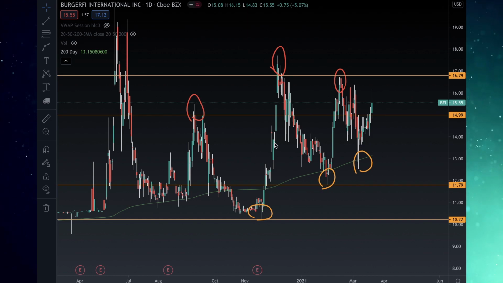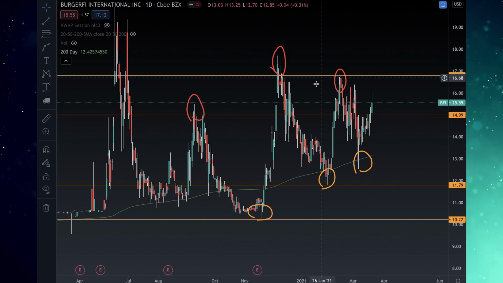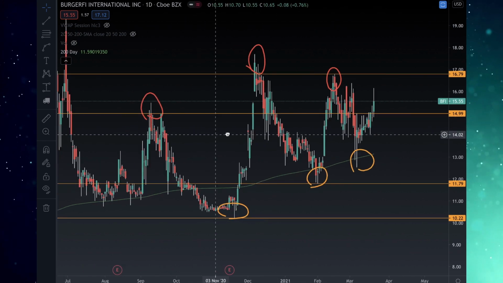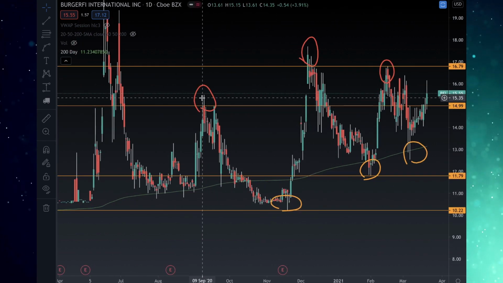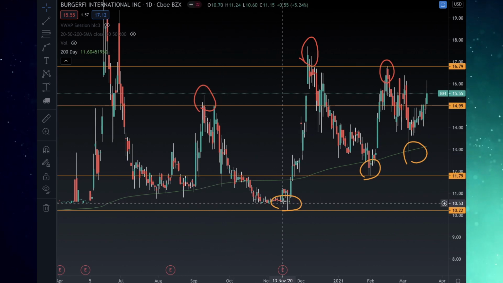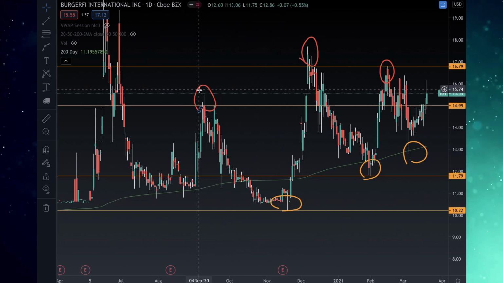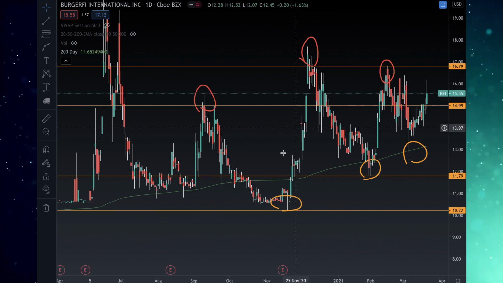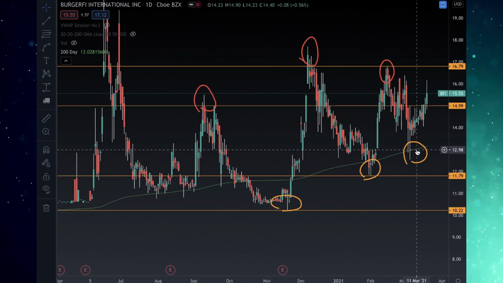So even before you understand Fibonacci, you have to know what swing highs and swing lows are. A swing high pretty much just means the place that the price comes up to before reversing again, and a swing low means the place that the price goes down to before going back up again. Okay, so these red circles are your swing highs, these orange circles are your swing lows.